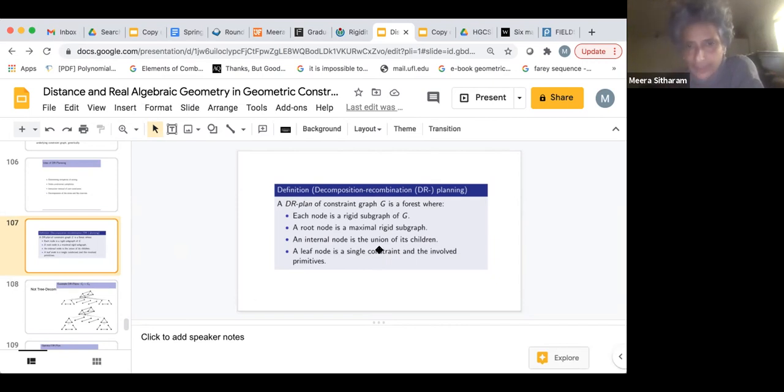Sorry about the terminology here with constraints and primitives. This is just a single edge. That's all. A leaf node is a single edge.